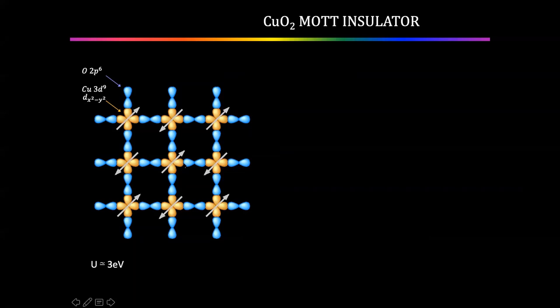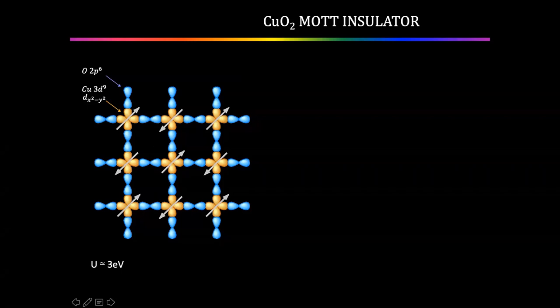Now, the reason why this is an interesting compound is that the energy to doubly occupy the copper site, that is, to put the last electron into the copper atom, is 3 eV. It's enormous. So there's no way an electron can hop from one site to the next, and they get frozen in position into what is actually a so-called charge transfer Mott insulator state.